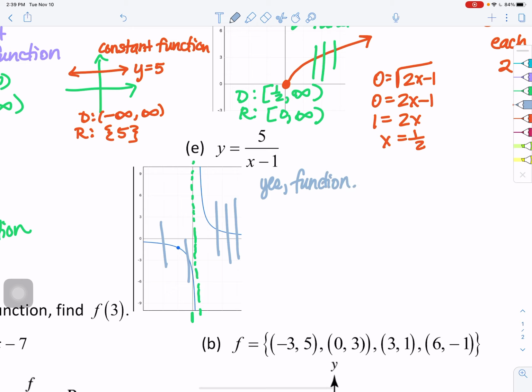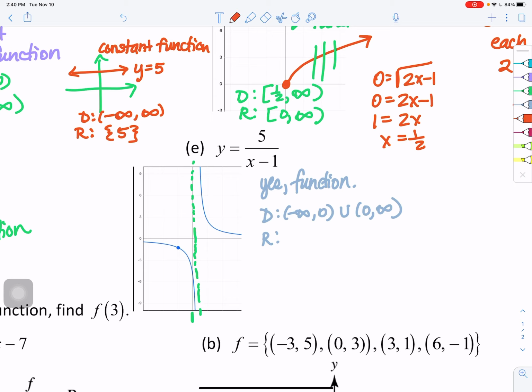Now, we do need to talk about the domain and the range. And so I want to show you real quick. Let me go ahead and erase this. I want to show you that when we look at the domain, we have to take x equal to 1 out, because if x equaled 1, we would have 0 in the denominator, and we can't have that. So on our domain, we will go from negative infinity all the way to 1, but not include it. And then we'll start at 1 and go all the way to infinity.